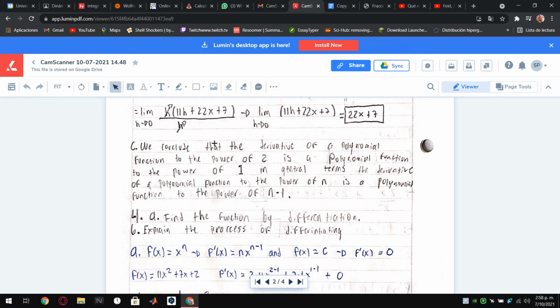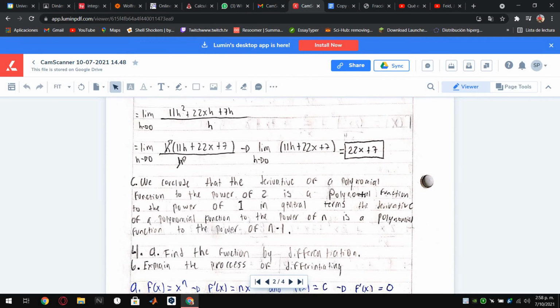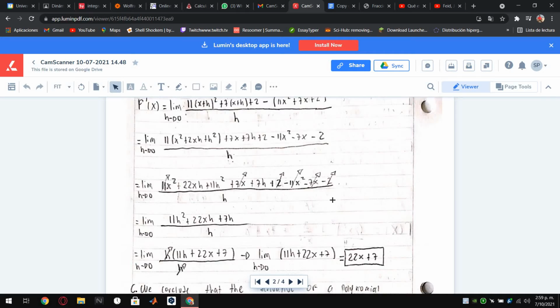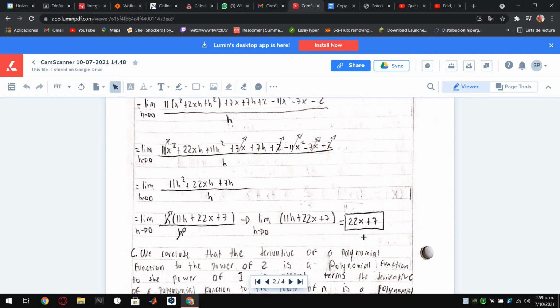So as you can see from this, we can conclude that the derivative of a polynomial function to the power of 2, as we see we have a function to the power of 2, becomes a polynomial function to the power of 1, because you can see that the derivative is a polynomial function with x to the power of 1. And in general terms, the derivative of a polynomial function to the power of n is a polynomial function to the power of n minus 1. As you can see, if you call x to the power 2 n, and then the derivative is to the power of n minus 1. So it's 2 minus 1, 1.